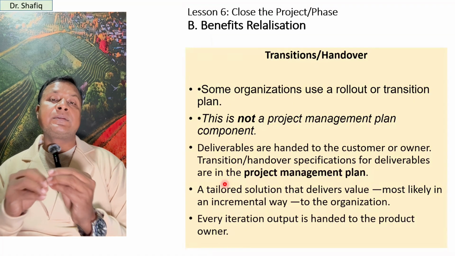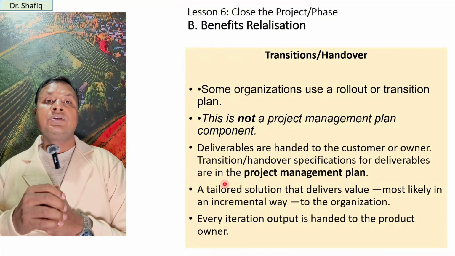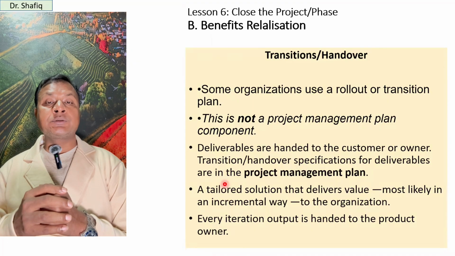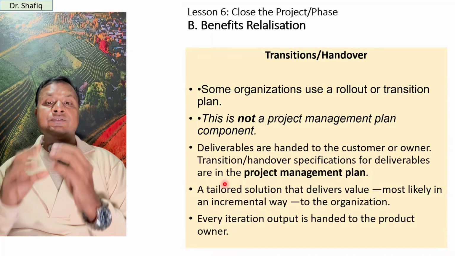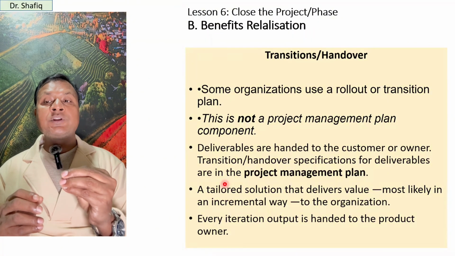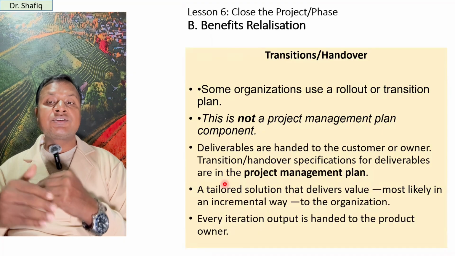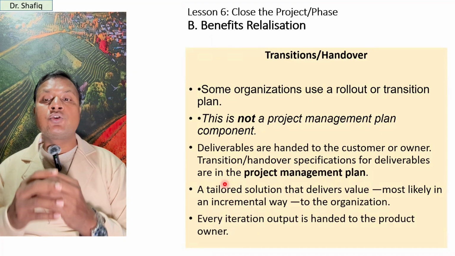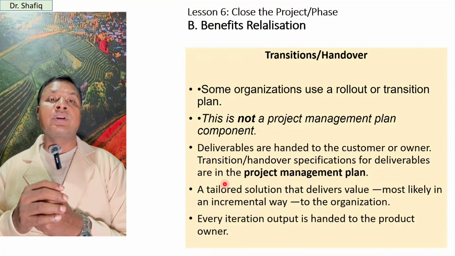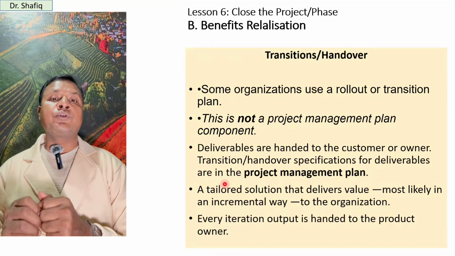Before closing, there is some transition and handover time. Some organizations use a rollout or transition plan. This is not a project management plan component. Deliverables are handed to the customer or owner, and transition and handover specifications for deliverables are in the project management plan. So a tailored solution delivers value, most likely in an incremental way, to the organization. Every iteration output is handed to the product owner.